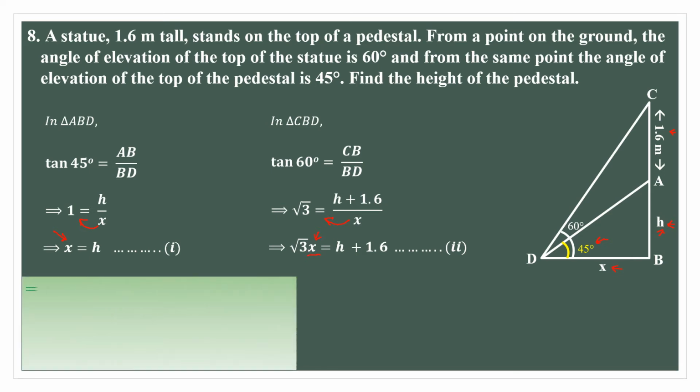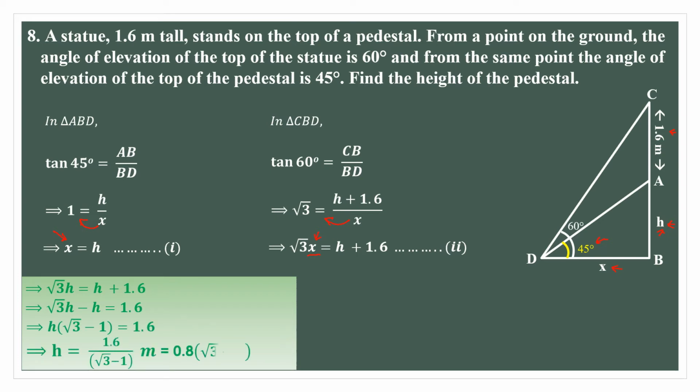So we get √3h equals h plus 1.6. Shift this h to the left hand side, so it becomes this. Take h common, so we will get this. Shift this √3 minus 1 to the right hand side, so we will get this. After rationalization and simplification, we get the height of the pedestal as 0.8 times (√3 plus 1) meter.